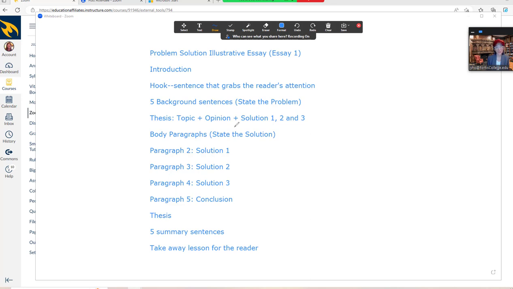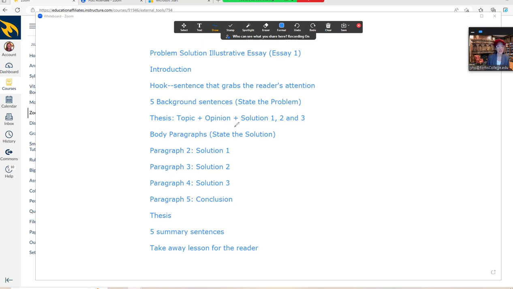Basically, in a problem solution essay, you're going to state the problem, then you'll state the solution. Problem solution essays are used in business proposals, research proposals, anytime you want to state a problem and then propose a solution to that problem.